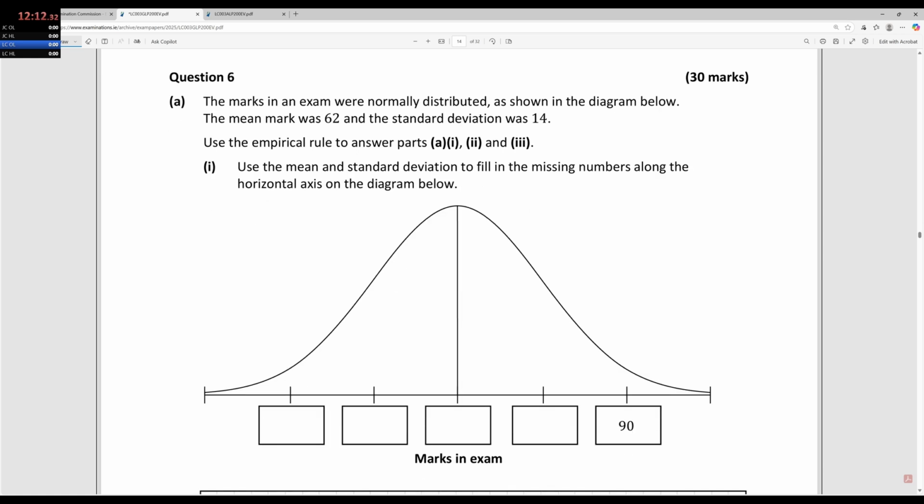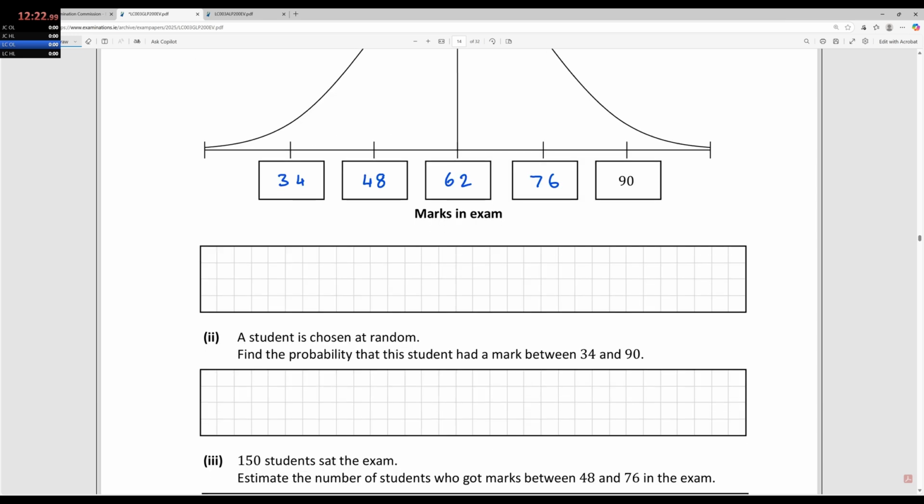14. So that's going to be 76. That's going to be 62. That's going to be 48. That's going to be 34. And the probability they're between 34 and 90. Hopefully they all remember it's 95%.